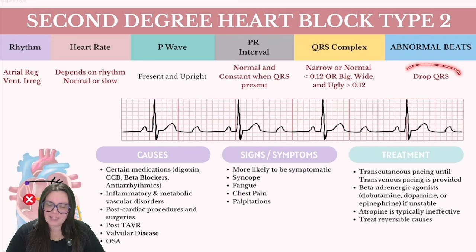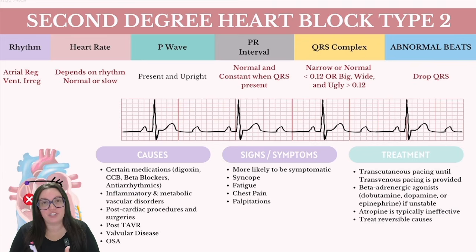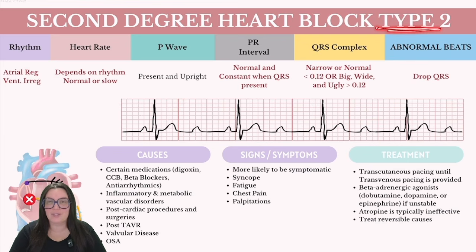And then lastly, when it comes to abnormal beats, of course, we're going to see those dropped QRS complexes. So the causes here are really going to follow the second degree heart block type 1, but the big difference is that you're going to see it post-TAVR. TAVR is a specific procedure for replacing a valve inside the heart. In this case, second degree heart block type 2 is very common in these individuals, and working as a CVICU nurse in the past, you really have to keep a very good eye on these TAVR patients because they tend to go into these kinds of rhythms and they're easy to reverse as long as we can identify it early.